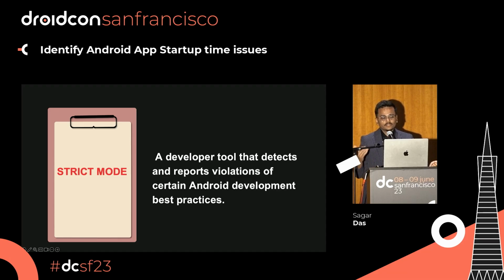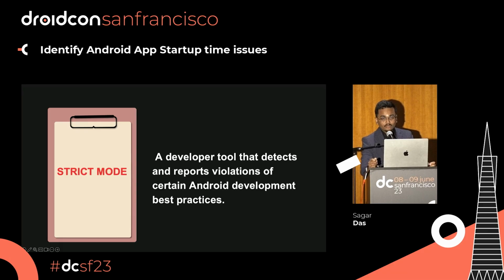And when a strict mode violation is detected in your app, you have multiple ways of notifying your developer. Something to keep in mind is that strict mode violations should not be visible to your user. It's more of a developer tool. So how do you leverage that tool within your development team?